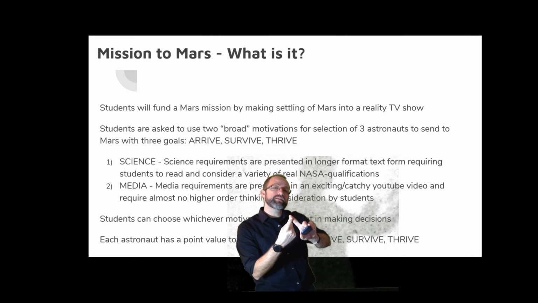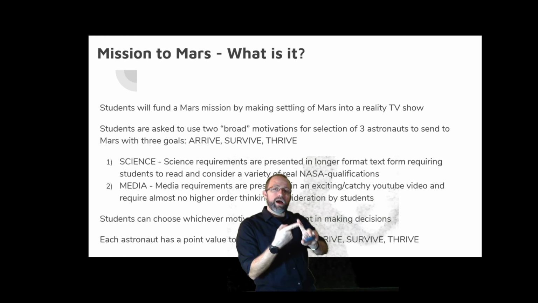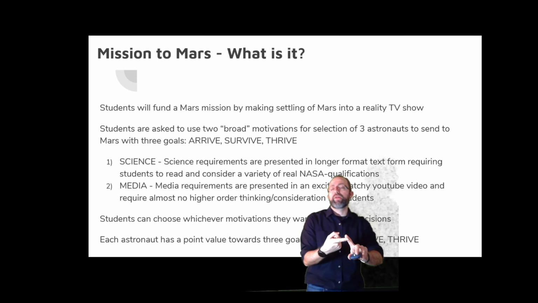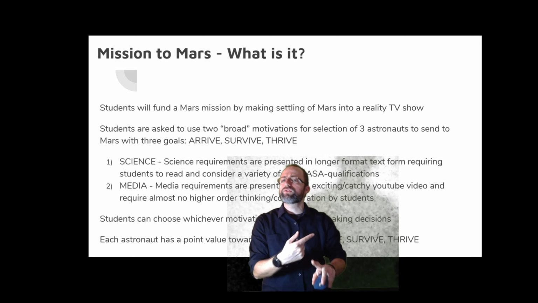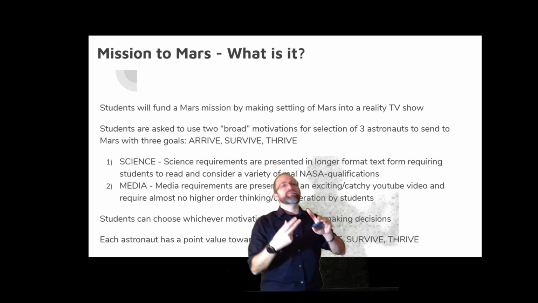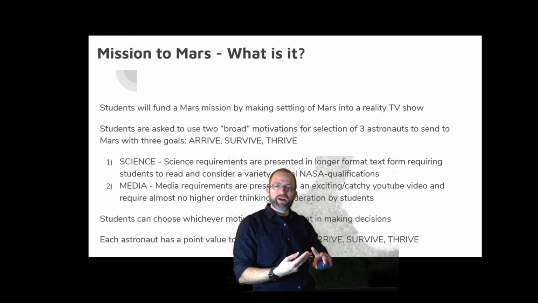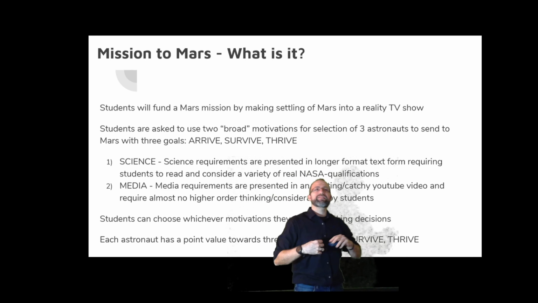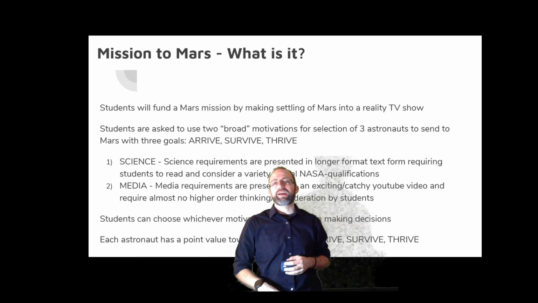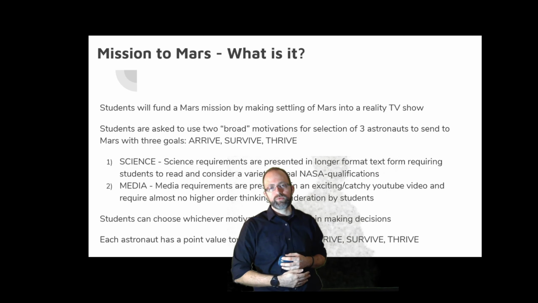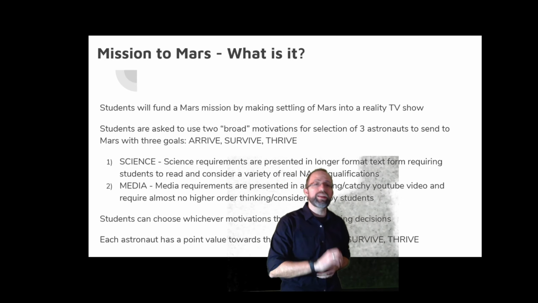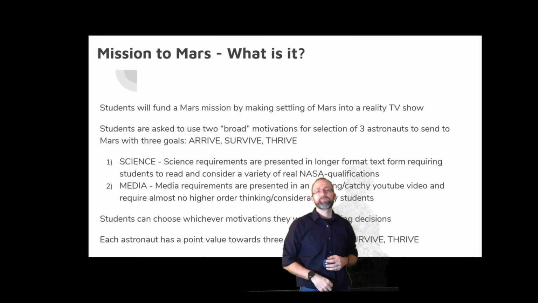They can use science. The science has been written up and drawn from official NASA documents for how they select astronauts, and it requires the students to do a decent amount of reading. Or they can use media. I've created some media trailers, and found some online, to jazz things up and make it exciting and interesting and fun to watch, to get the media side of who should be chosen to be astronauts. Students get to choose whatever motivation they want in making their decisions.